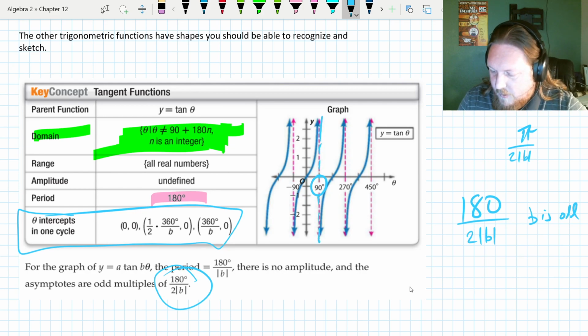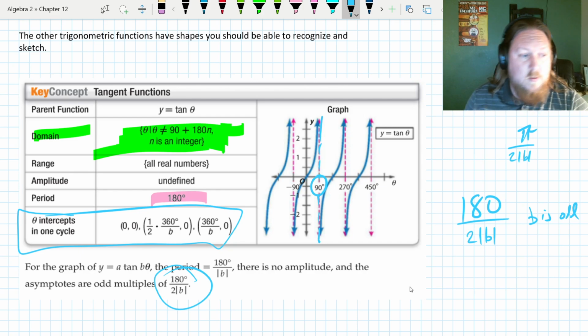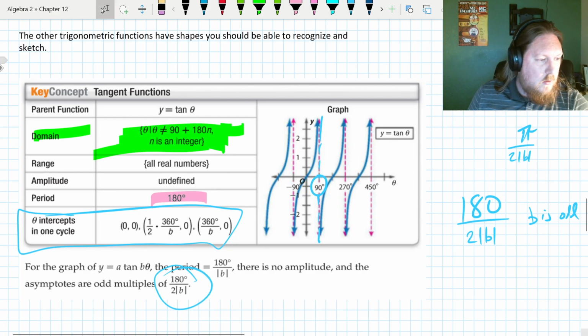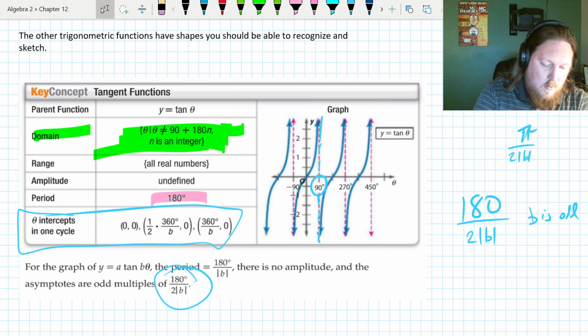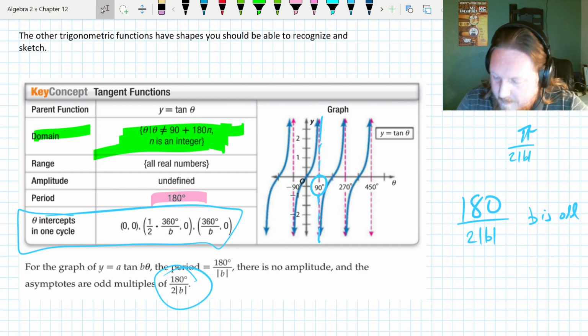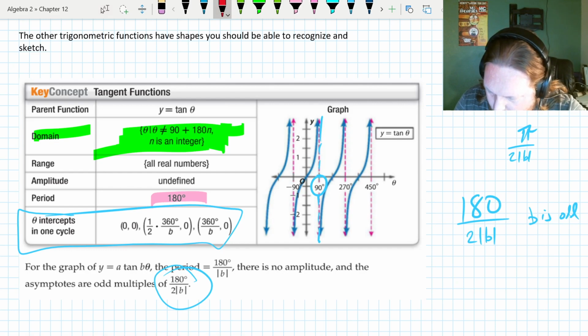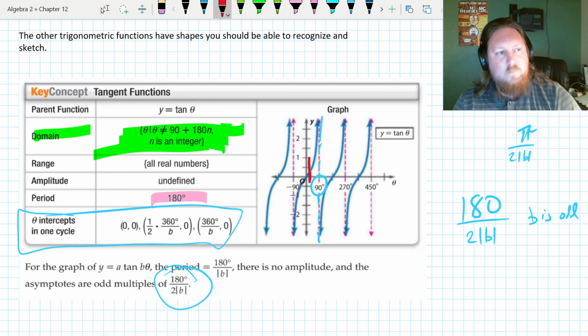If we were to plug 2 in, we'd get 4 going into 180. What is 4 going into 180? I should know this one. We'd get 45. But you can see at 45 degrees, there's a value. There's no asymptote there. So we end up having to change that to a 3, and it's 180.